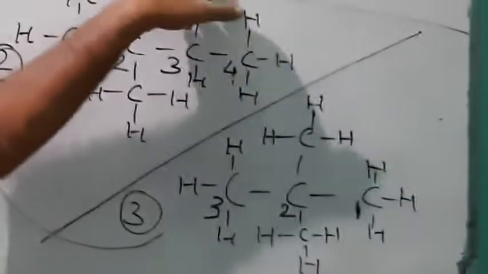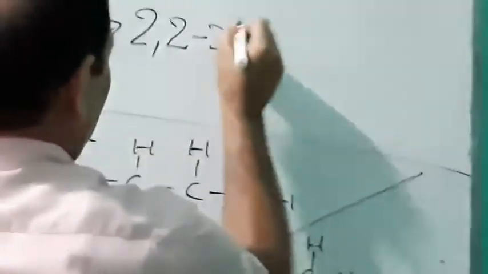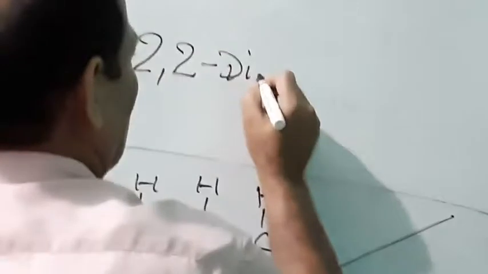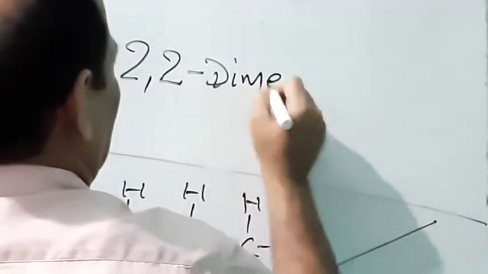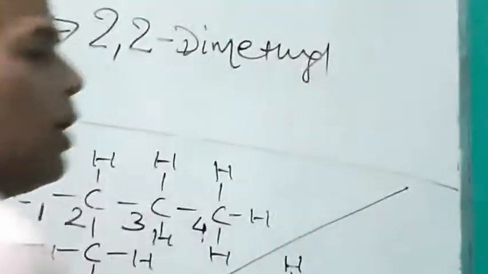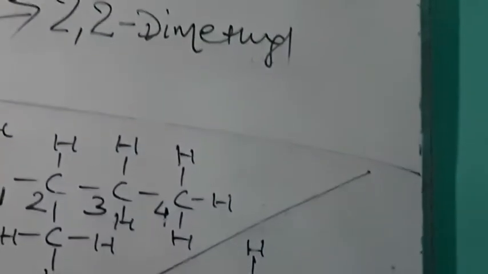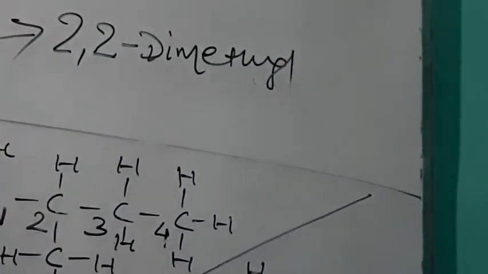Where is it? At second carbon. The second is also at second carbon itself. 2,2 di. What? Methyl. 2,2 dimethyl, because methyl has come 2 times.